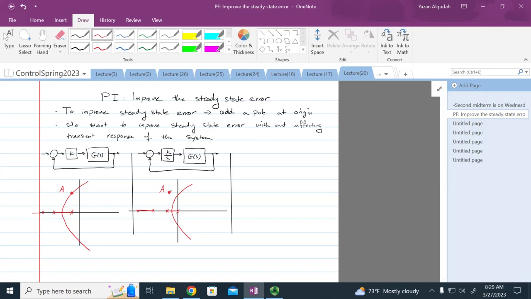I can't just add an integrator to the system and expect it to improve the steady state error, because it's also going to affect the transient response. The point that I used to operate at, that used to be on the root locus, will no longer be on the root locus when I add an integrator. Make sense? So what do I have to do? I'm going to add a zero, and I'm going to add a pole to my system.